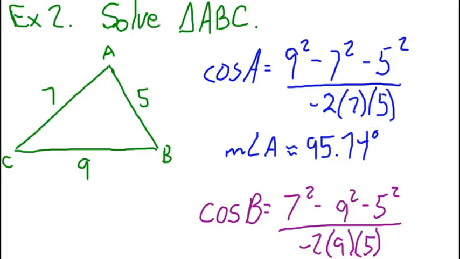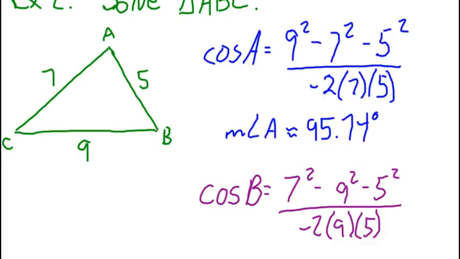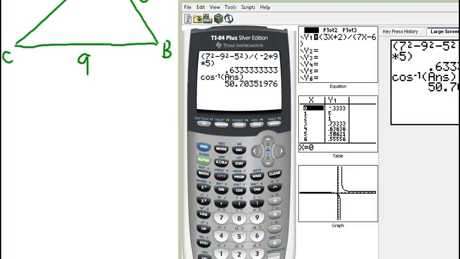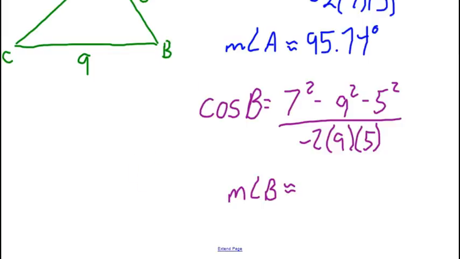Using a similar idea, if we want to solve for the cosine of B, if we get the cosine of B by itself, we'd have 7 squared minus 9 squared minus 5 squared, all divided by negative 2 times 9 times 5. Now if we type that in on our calculators, we would get approximately 0.63. If we want to solve for that angle B, we have to take the inverse cosine of each side. If we take the inverse cosine of that value, we get approximately 50.7 degrees. So the measure of angle B would be approximately 50.7 degrees.